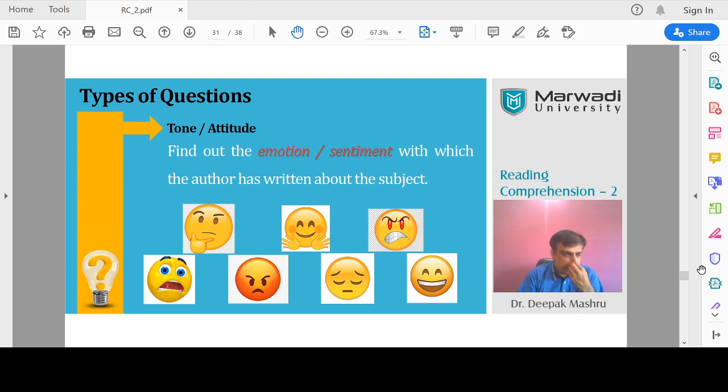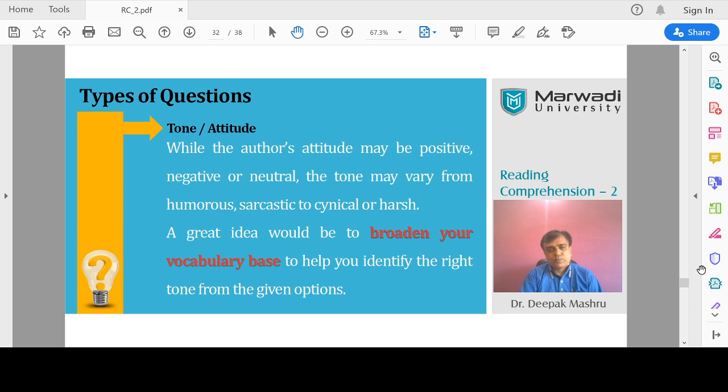So what will happen is that you Google the words related to tone in reading comprehension, and you will find a list of words. If you find such kind of words, that means the author is in a happy mood. If you find these kind of words, the author is angry. So in that way, you can touch upon this type of questions. As I told you, you need to be very clear and should have a big base of vocabulary. If your vocabulary is not broad enough, that will be a problem.